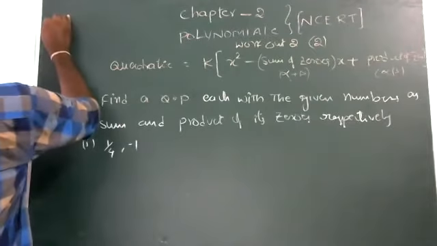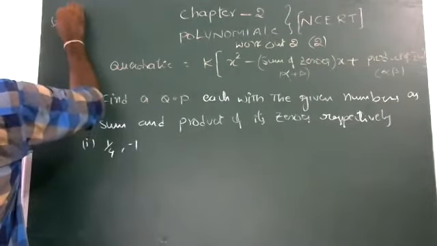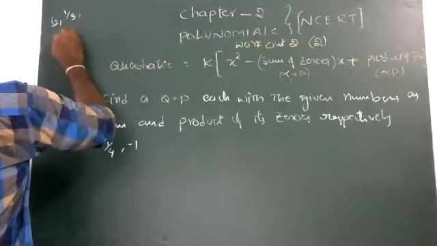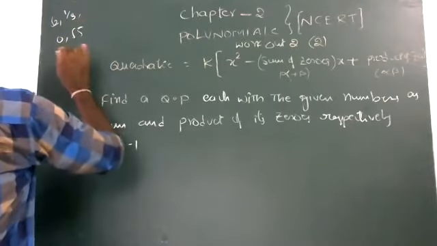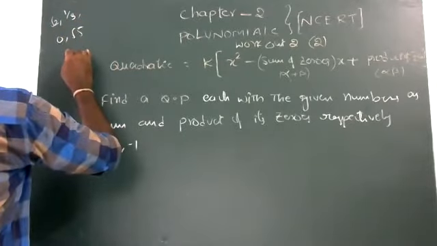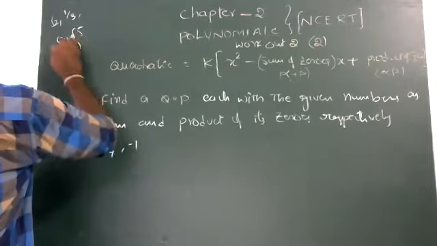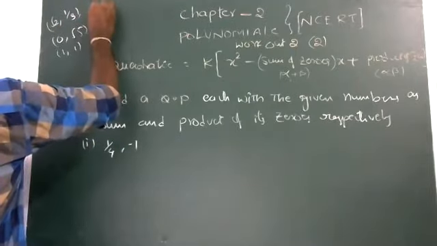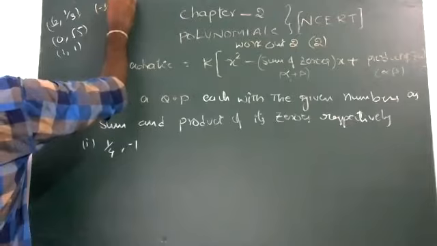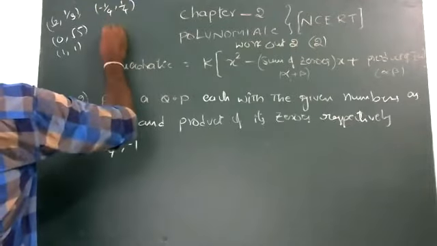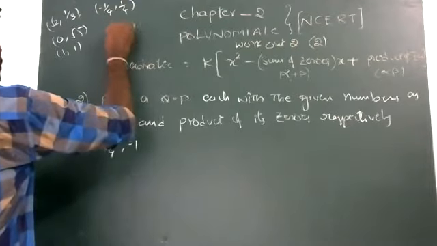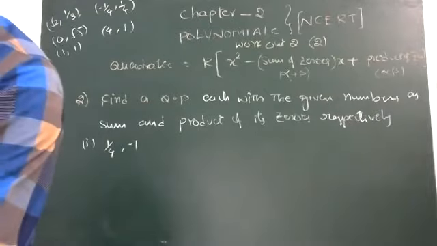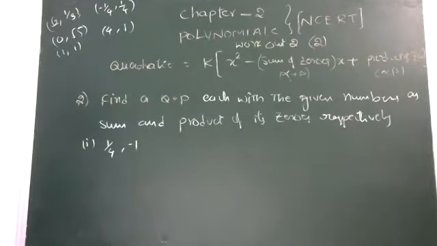And here I am going to write the remaining problems. Root 2 comma 1 by 3. And then 0 comma root 5. 1 comma 1. Minus 1 by 4 comma 1 by 4. Then last and final, 4 comma 1.